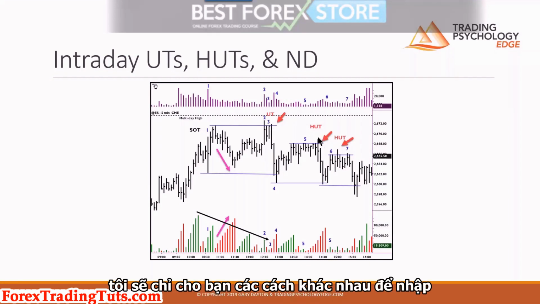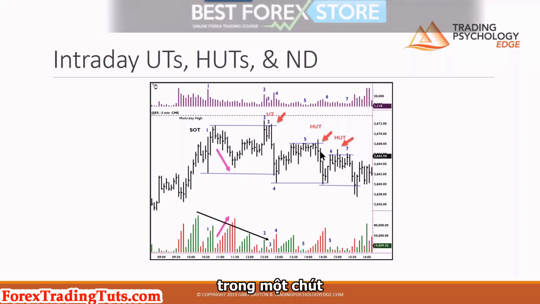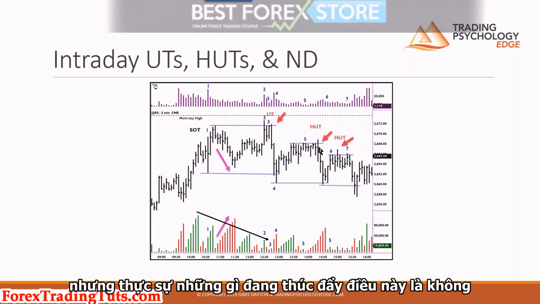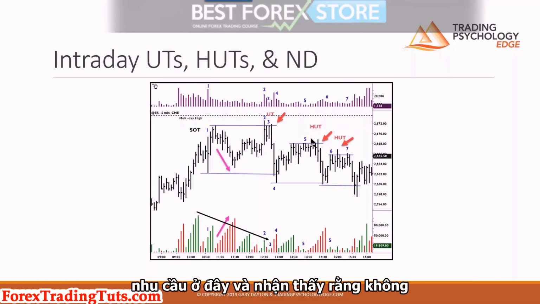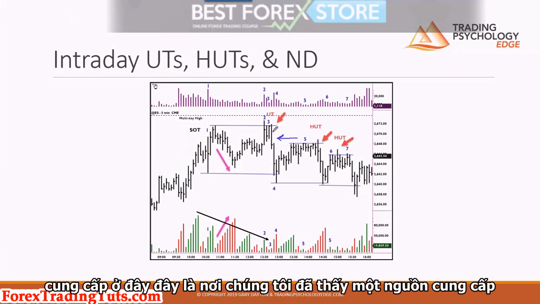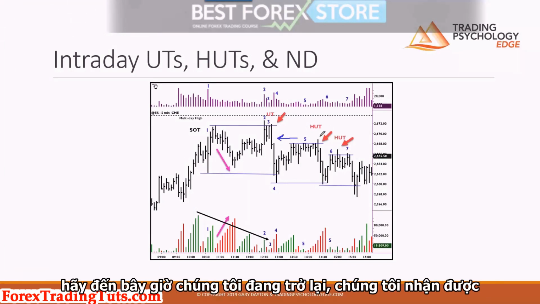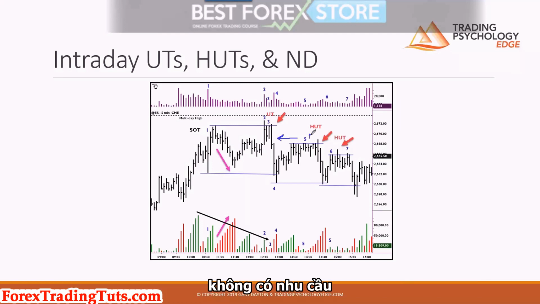I'll show you different ways of entering a little bit on pullbacks like this. Several different ways that you can choose from. But really what's driving this is the no demand in here. And notice that the no demand is coming back into supply here. Here's where we saw supply come in. Now we're coming back up. We get no demand and a hidden upthrust.